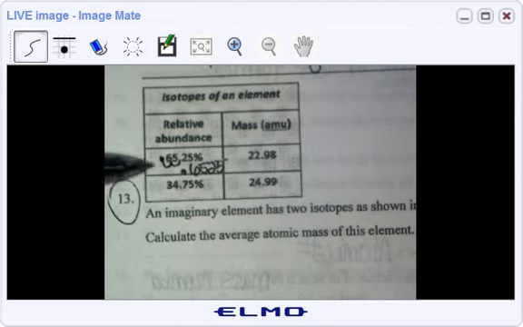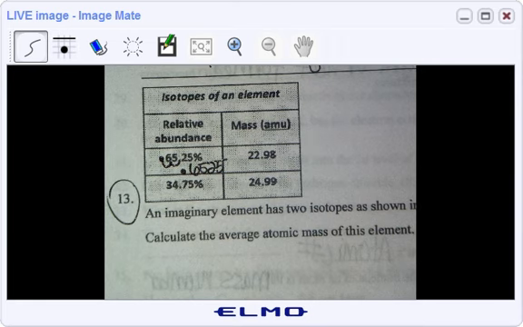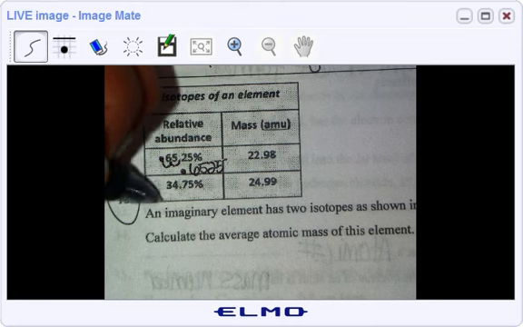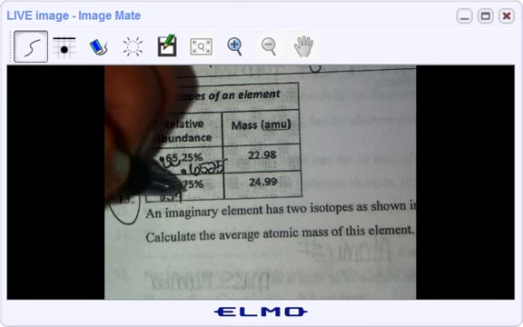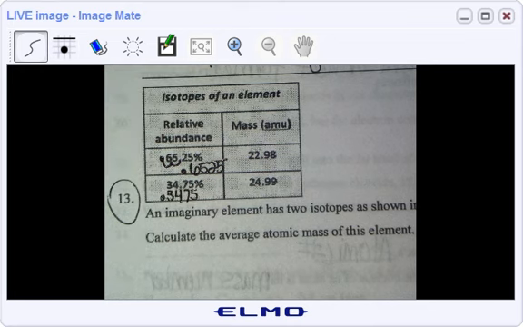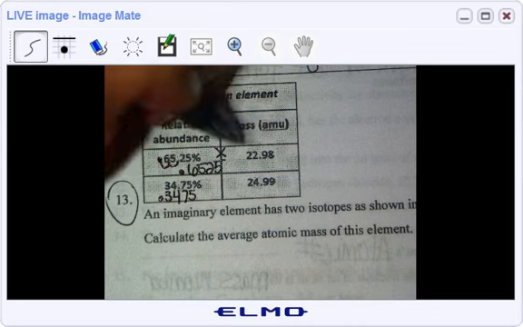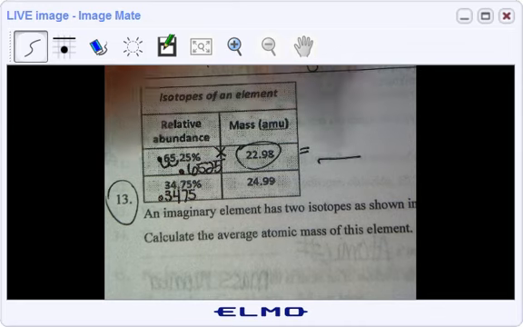So this could have 2 different rows. It can have 3 rows, 4 rows. However many rows it has, you're going to do the same process. This ends up being 0.3475. Okay, so you just take the relative abundance, which is the percent, but you're changing the percent to a decimal, times the mass equals a number.